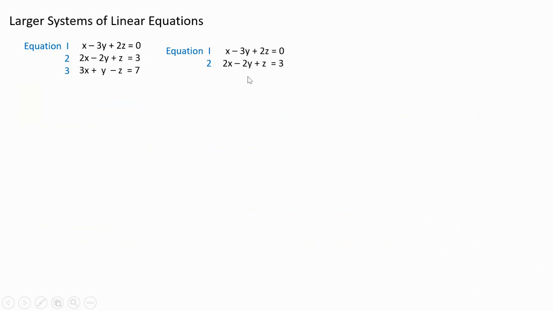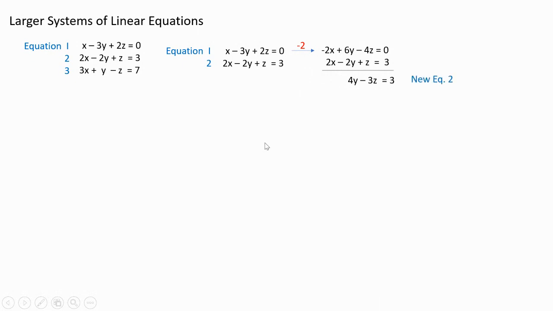So here I'm going to use equations 1 and 2. I'm going to get rid of the X's. So I'm going to multiply equation 1 by -2. If I multiply -2 times every term, this is what it gives us. Equation 2, we just bring it over. Then we add them, so the X's get eliminated. So I have 4Y minus 3Z equals 3.